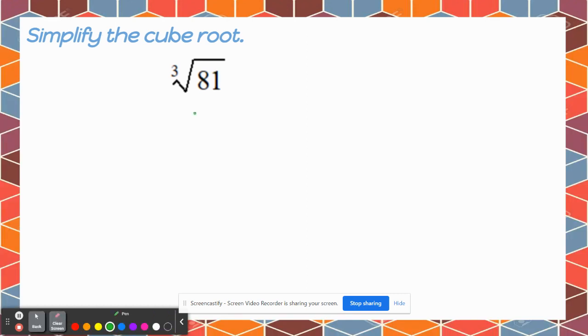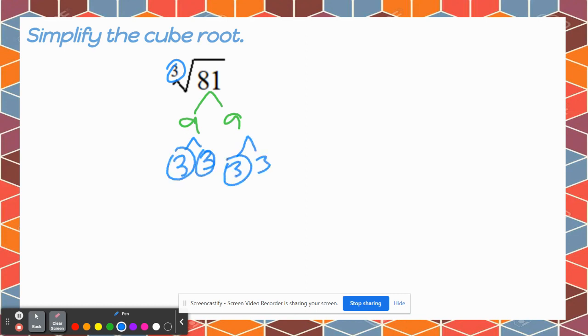Okay, let's do 81. So we have 9 times 9. Now, if this was a square root, we could stop because we have a pair of 9's. But we're not looking for a square root, we're looking for a cube root. So we need to continue to factor that out. So we're looking for 3 of them to pull it out of the radical. So we have 1, 2, 3. So we're going to pull that 3 out. Do we have anything left over? We do. We have still a 3 left in the cube root. So my answer is 3 times the cube root of 3.